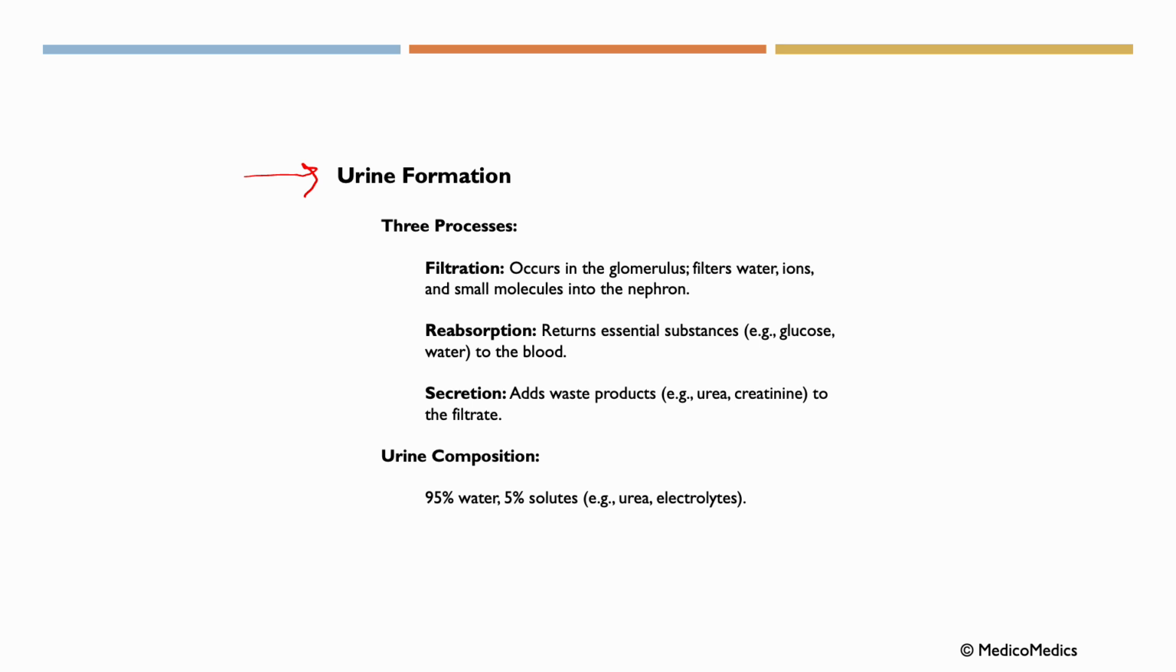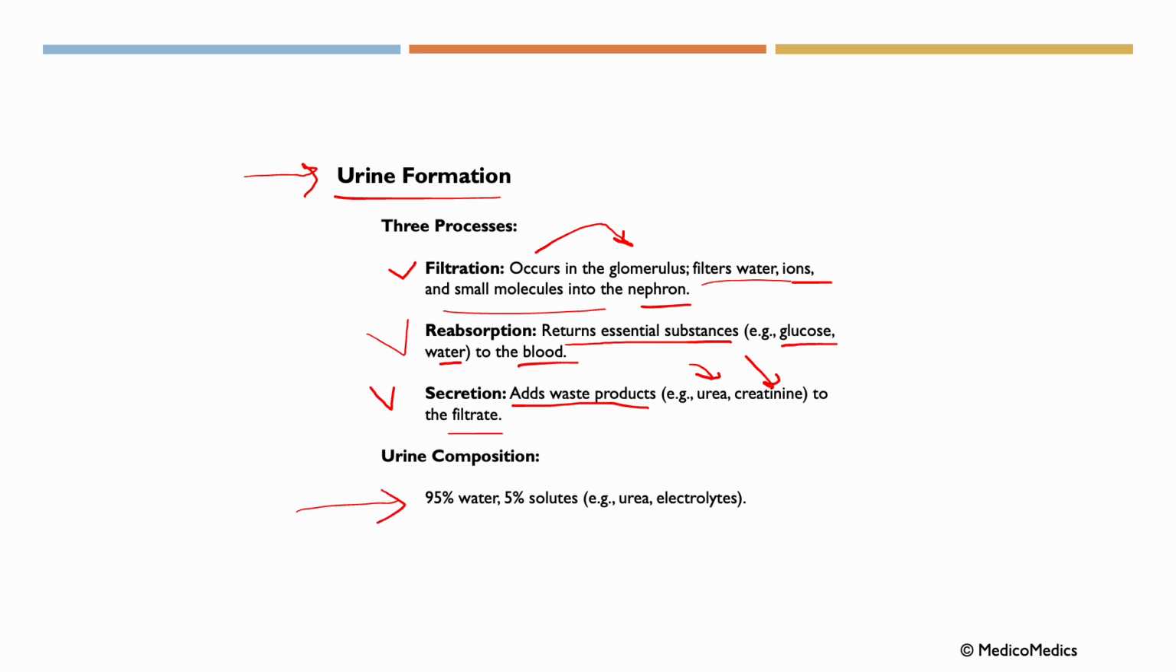Now let's mention urine formation. So we have three processes that we need to mention here. We have filtration, which occurs in the glomerulus. It filters water, ions, and small molecules into the nephron. We then have reabsorption. So essential substances are reabsorbed back into the body, like glucose, and water goes back into the blood. But then we have secretion. So we're adding waste products like urea and creatinine to the filtrate.